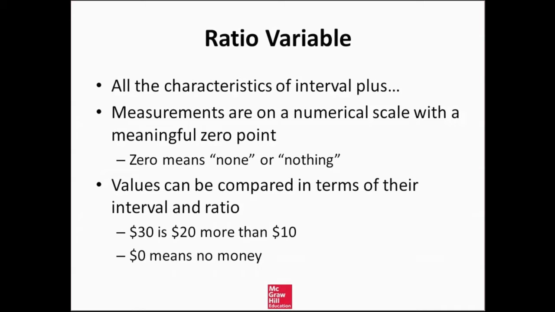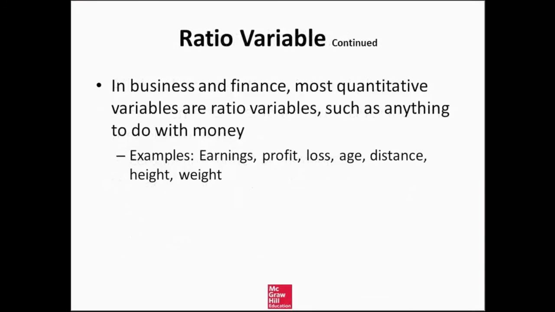For example, if one person has $30 and another has $10, then the $20 difference between them is the same as the difference if one had $80 and the other had $100. In addition, $30 is 3 times as much as $10. The ability to form these ratios is what makes it ratio data. In business and finance, most variables are ratio variables. Any variable measuring money is a ratio variable. In addition, most statistical analysis is performed using ratio variables.